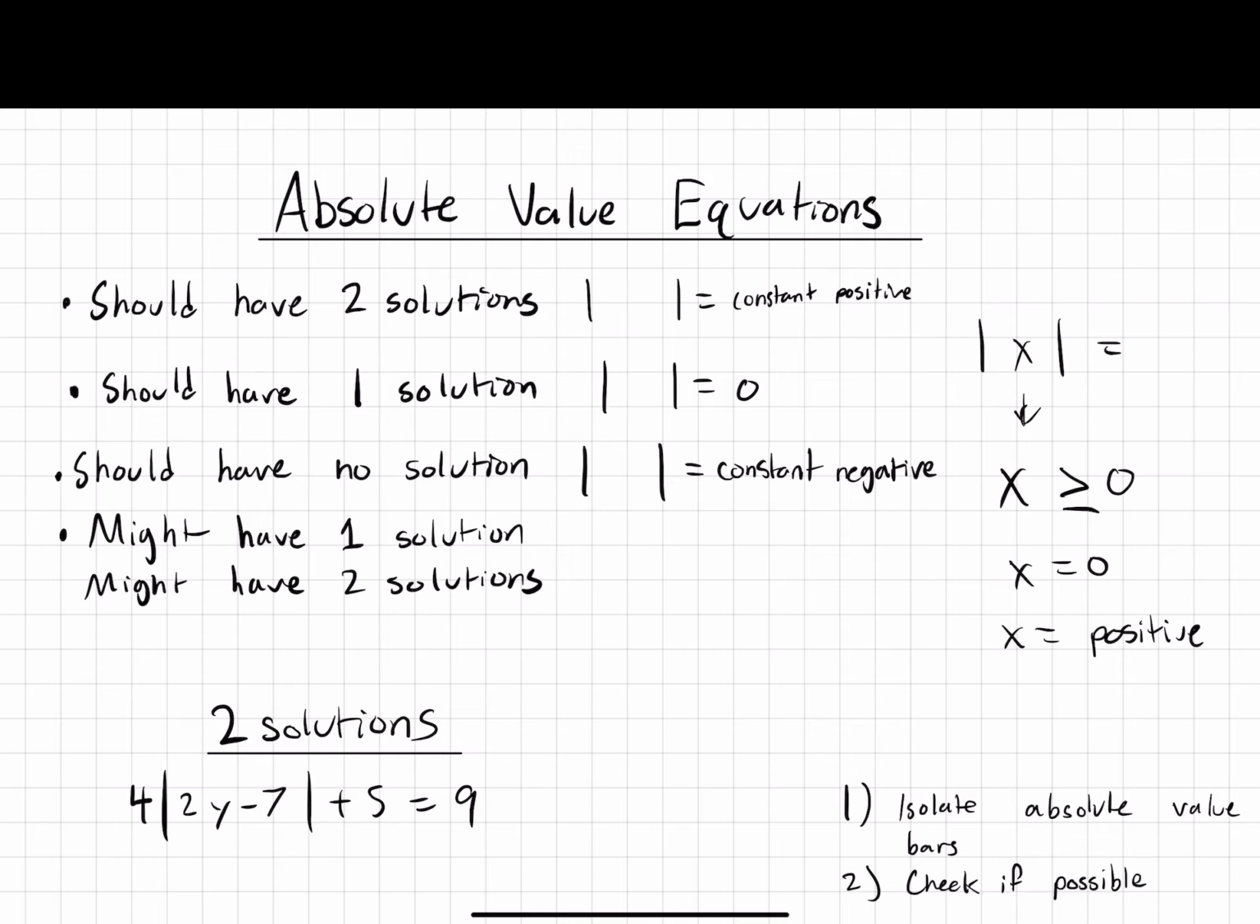When you might have one solution, or you might have two solutions, it's annoying because, yes, the only way you can tell if it's either or is if you check your answers. Plug it back into the original equation and see if they work.